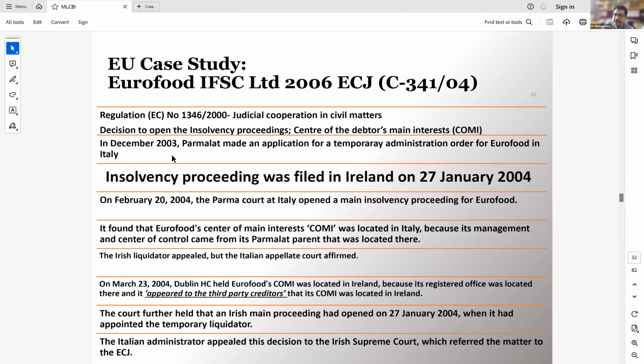So in this case, it was decided by the European Court of Justice that prior in time, the Irish insolvency proceeding had started because the application which was filed in Italy in December 2003 could not be classified as an insolvency proceeding, and hence when we consider the definition of foreign proceeding, this is very relevant. It is whether this proceeding which was commenced may be classified as a foreign proceeding, and it will be classified as a foreign proceeding only if it were an insolvency proceeding.